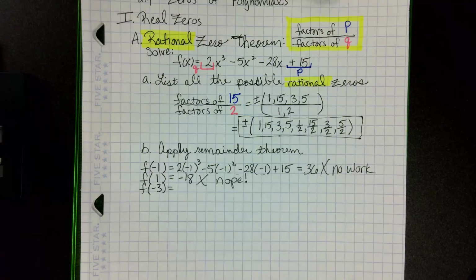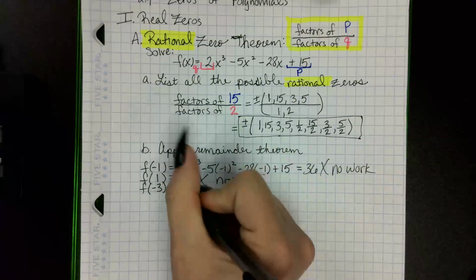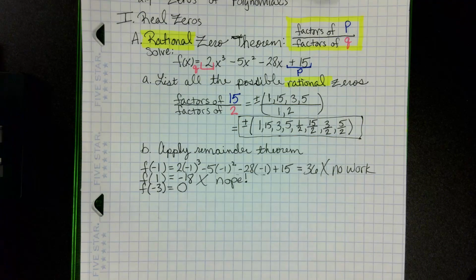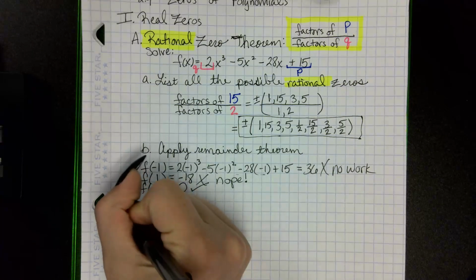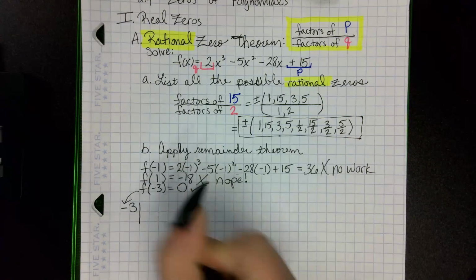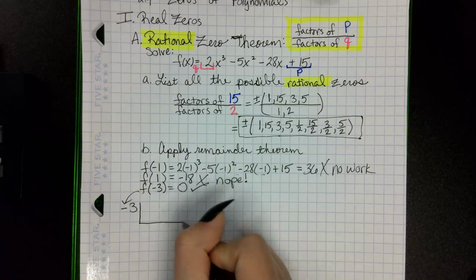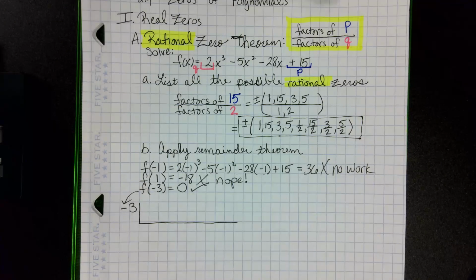I type it in my calculator, and it gives me 0. f of -3 is 0, so that works. That is a zero because the remainder is 0. All right, so I found one. Now I can use that zero in synthetic division, -3, because remember we divide by a zero when we do synthetic division. And I can break down my degree 3 polynomial. I can bring it down a degree.